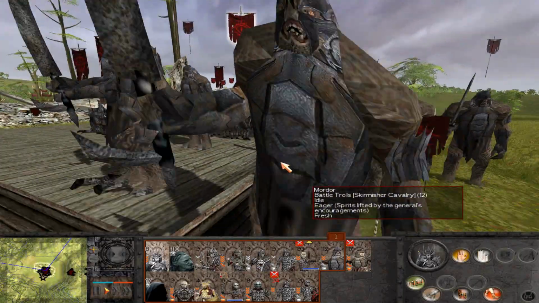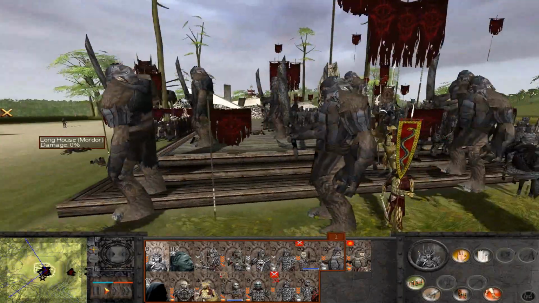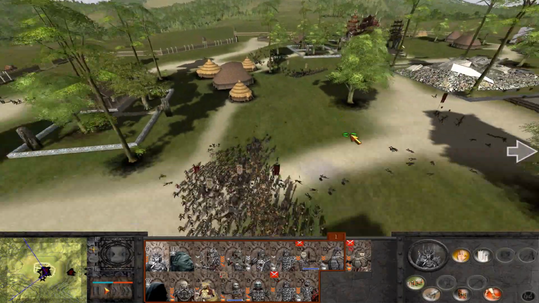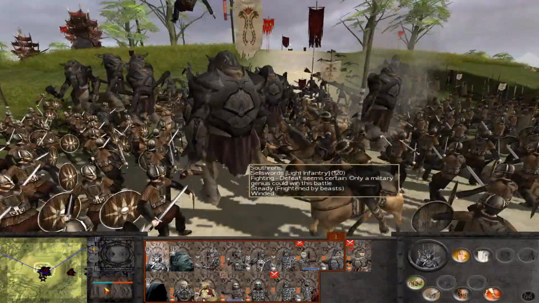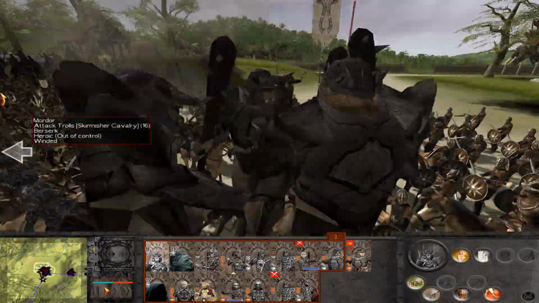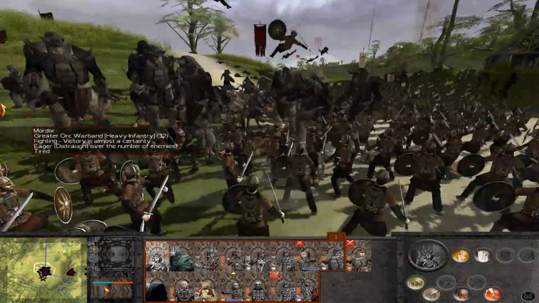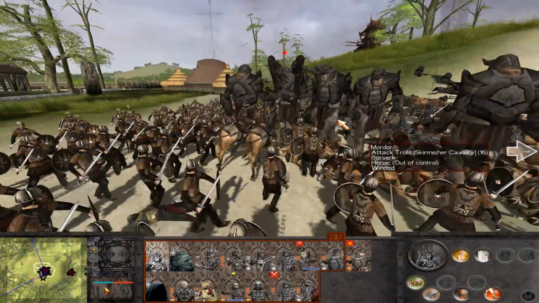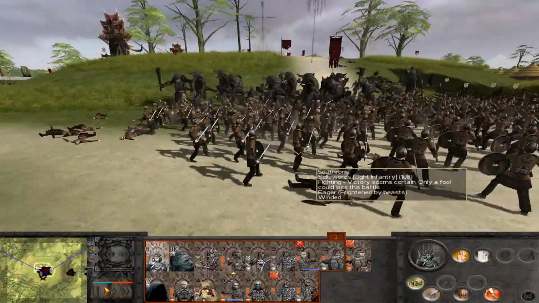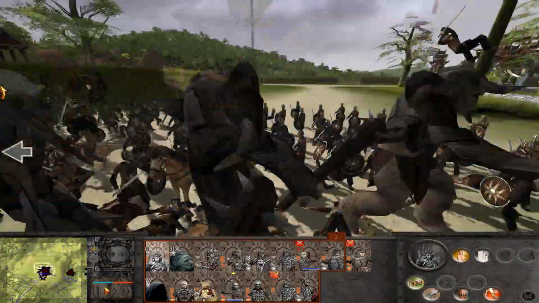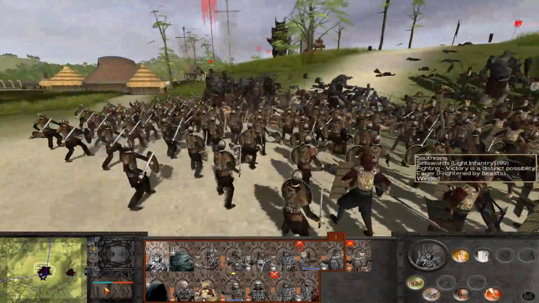These are the other trolls, battle trolls. I don't think they are as cool as the attack trolls, but the attack trolls are weaker actually. They look more like the ones in the movie, so I prefer their look. Southrons hired some mercenaries.